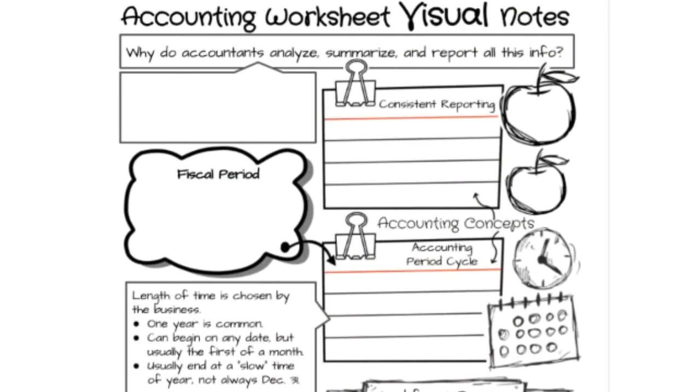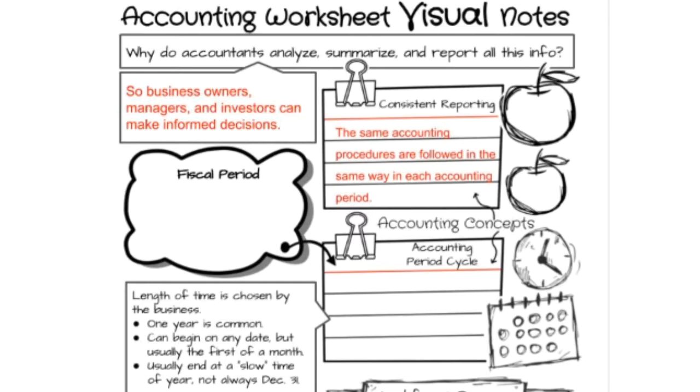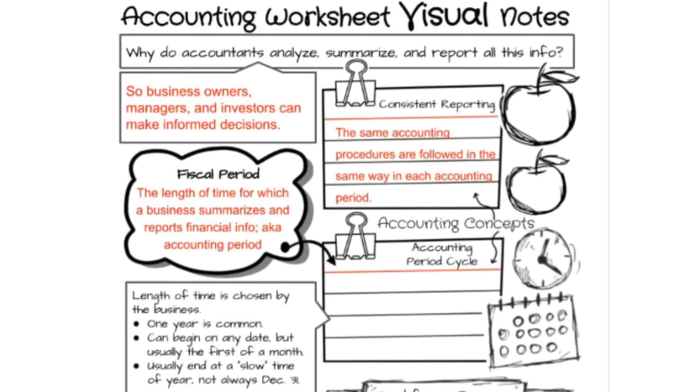Why do accountants analyze, summarize, and report all this info? Well, the answer is so that business owners, managers, and investors can make informed decisions. So it's really important that we follow these accounting concepts. The first one is called consistent reporting. This means that the same accounting procedures are followed in the same way each accounting period. It's so you can compare apples to apples.